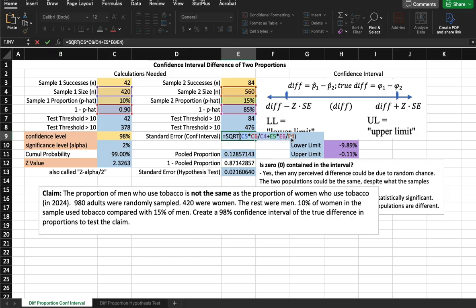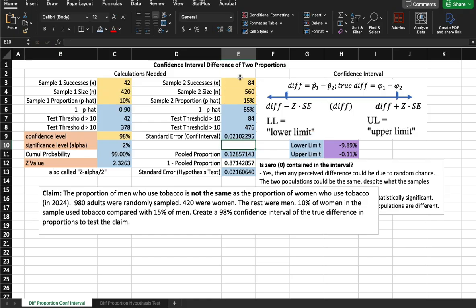So C5 times C6 divided by C4 plus E5 times E6 divided by E4, and then close parenthesis. Let me just read that whole thing from left to right. Equals SQRT, parenthesis, C5 times C6 divided by C4 plus E5 times E6 divided by E4, and then close parenthesis. So if you did that right, and you're using the same numbers that I've been using, your standard error for the confidence interval should be 0.02102295 plus or minus some decimal values, depending on how many decimal places your value goes out to.